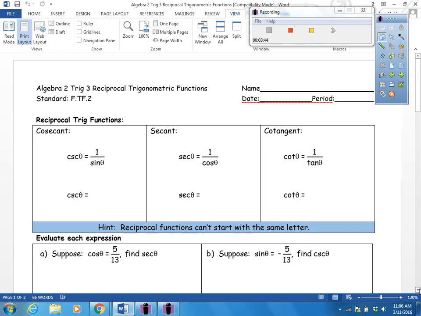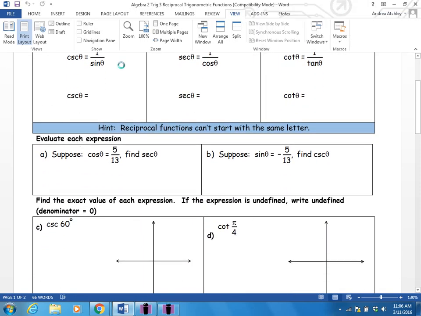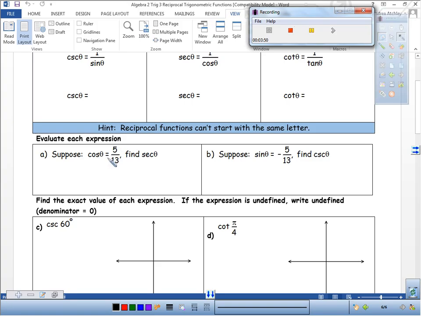So then we're just going to evaluate each expression. Suppose that cosine of theta equals 5 over 13. Find the secant of theta. The secant then is just the reciprocal. So it's 13 over 5. Any questions over that?